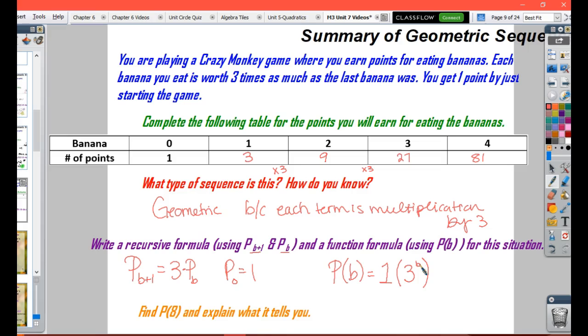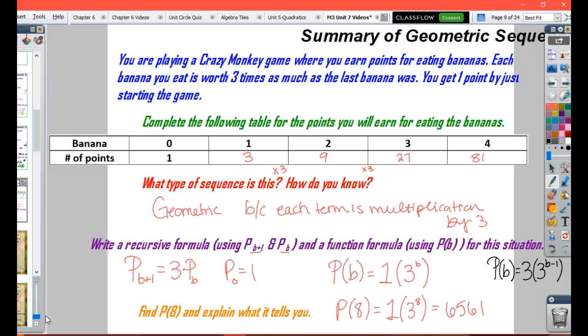So now, since I know it worked for my table, if I want the 8th banana, I can just plug in 8 into my function equation. So 1 times 3 to the 8th will give me my 8th banana, which equals 6561. That means when I eat the 8th banana, that banana will be worth 6,561 points.